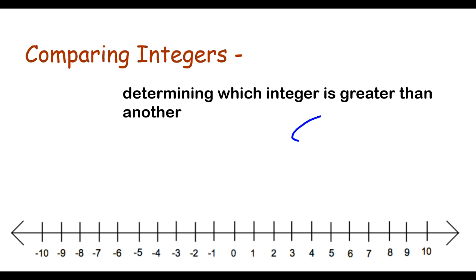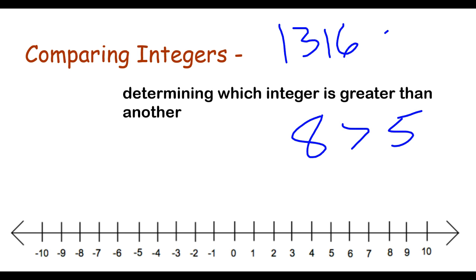We know that 8 is greater than 5. We know that 1,316 is less than 1,500. And we sort of do that by looks now. We know we can compare starting with the highest place value and moving down to the ones place value.